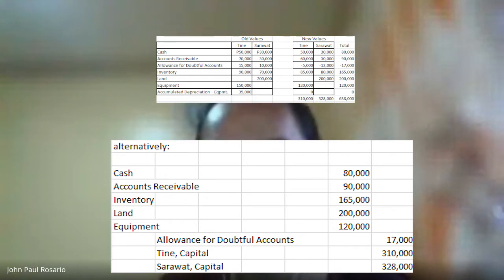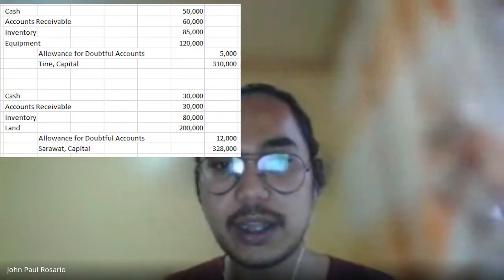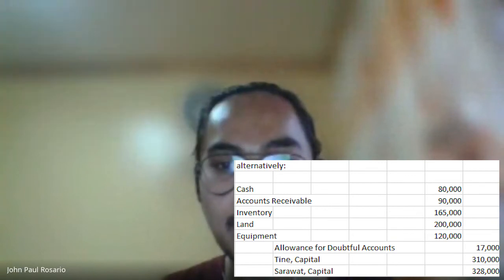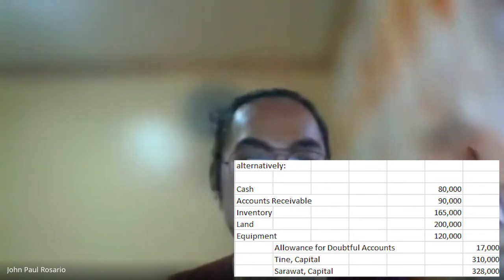So if you want to check the equality of your debits and credits, you can add all of the debits and then compare it to the total of all of the credits. So they're equal. Okay. So how do we determine whether or not these two entries will result in the same entry? If you want, you can check it using your T accounts.